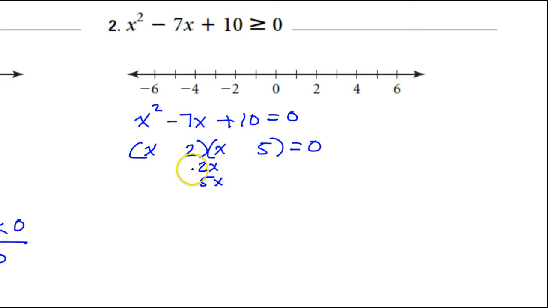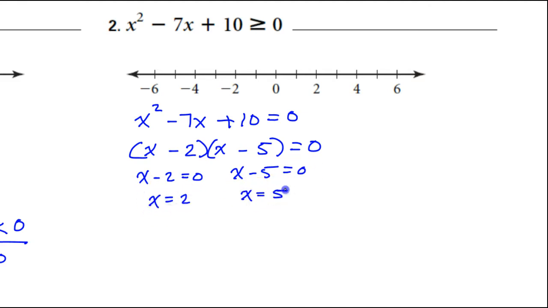In order to get -7x, both of these would have to be negative. And that works out because -2 times -5 is positive 10. So now we have factored this correctly. So we can finish solving this by setting these factors equal to 0. So x minus 2 equals 0, and x minus 5 equals 0. So that's going to give me x equals 2 and x equals 5. So those are my zeros.